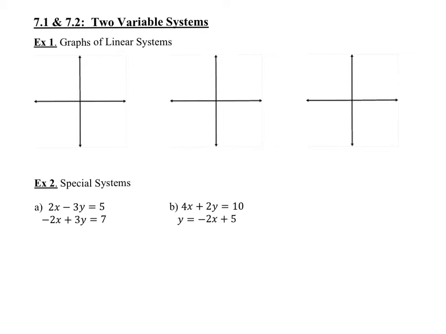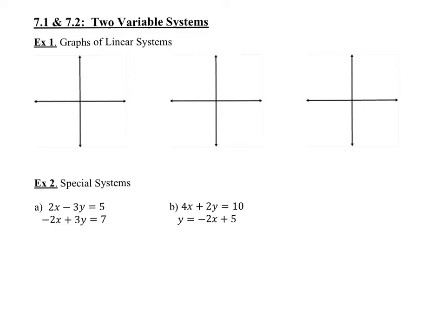Okay, chapter 7 is on systems of equations and inequalities. So sections 7.1 and 7.2 are dealing with not just linear systems, but two variable systems, which you will remember from Algebra 2 and Algebra 1. So example 1 is mostly just to remind you of some of the terminology and scenarios of linear systems.